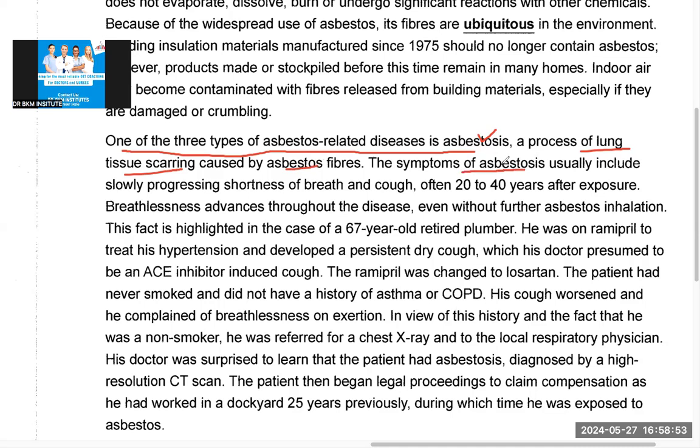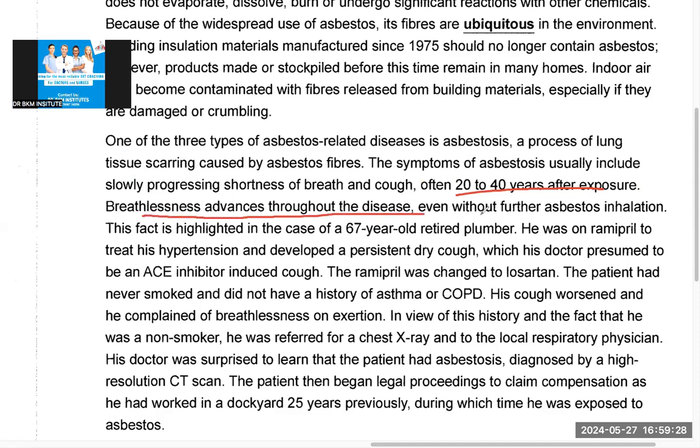The symptoms of asbestosis usually include slowly progressing shortness of breath, cough. Any lung disease will have shortness of breath and cough, so it is common. Anything that's going to hit the lungs is going to have cough and breathlessness. Often 20 to 40 years after the exposure. Oh, that is different. The symptoms are going to progress after 20 to 40 years. That is something different with this asbestos. The symptoms happen very late. Normally you will have an acute exposure, acute disease, but this disease is something different.